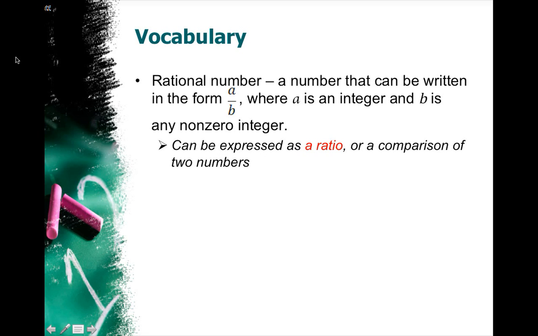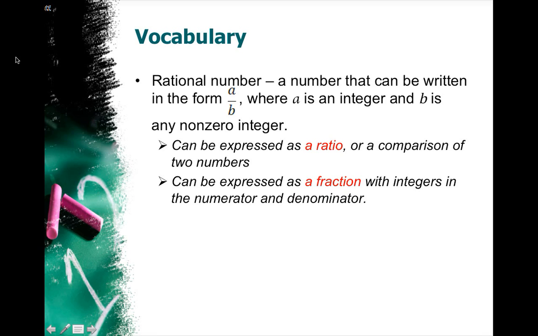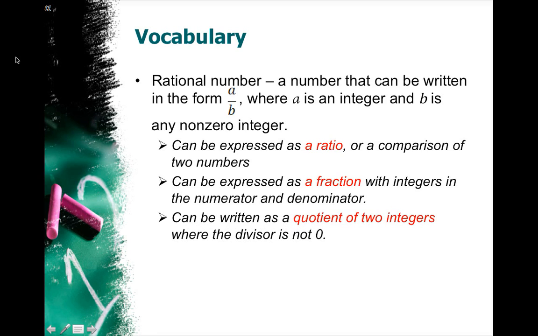A rational number can be expressed as a ratio or as a comparison of two numbers. If you remember from last year, a ratio can be expressed as a fraction. So a fraction or a rational number can also be expressed as a ratio. It can be expressed as a fraction, as we just talked about. Any number that can be expressed as a fraction is a rational number. It can be expressed and written as a quotient of two integers.